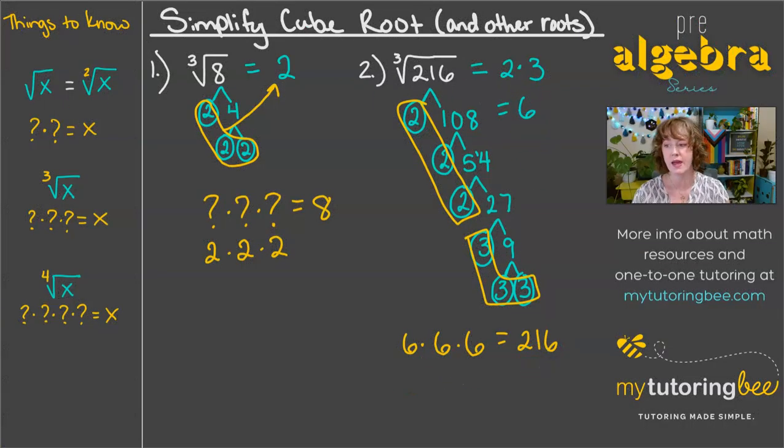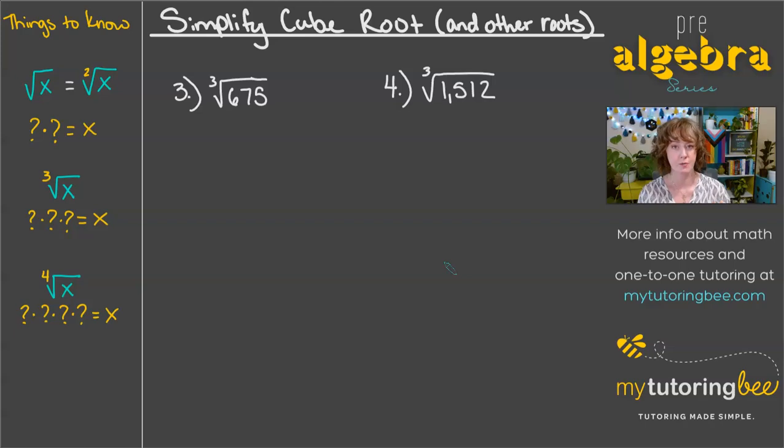So that's how we know that that is our final answer. And I'm going to circle these answers as we go. Let's try some cube roots that aren't perfect cubes. Okay, so let's start with 675.